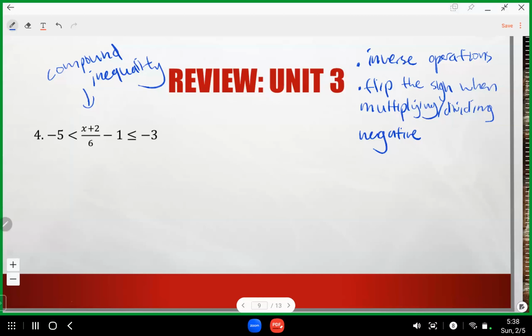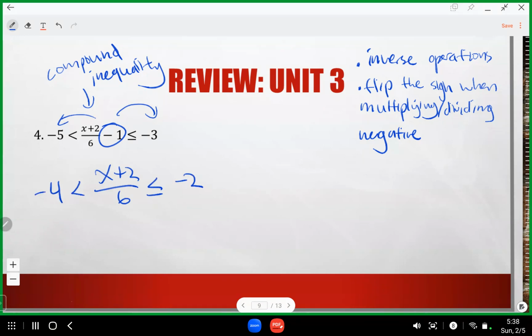So what you can do is you can actually solve these simultaneously, as I said before. So let's just add 1 to both sides, just like so. You can just solve both sides at once. So this is going to be -2. This is going to be -4.